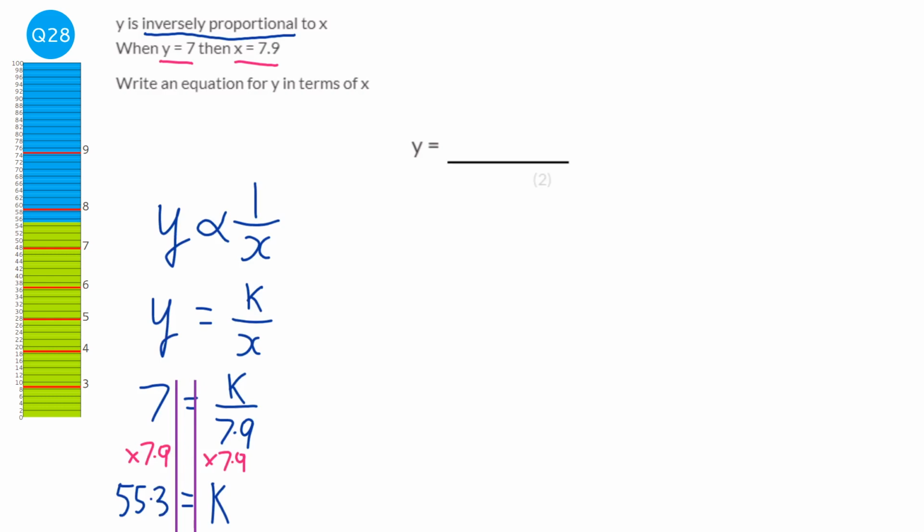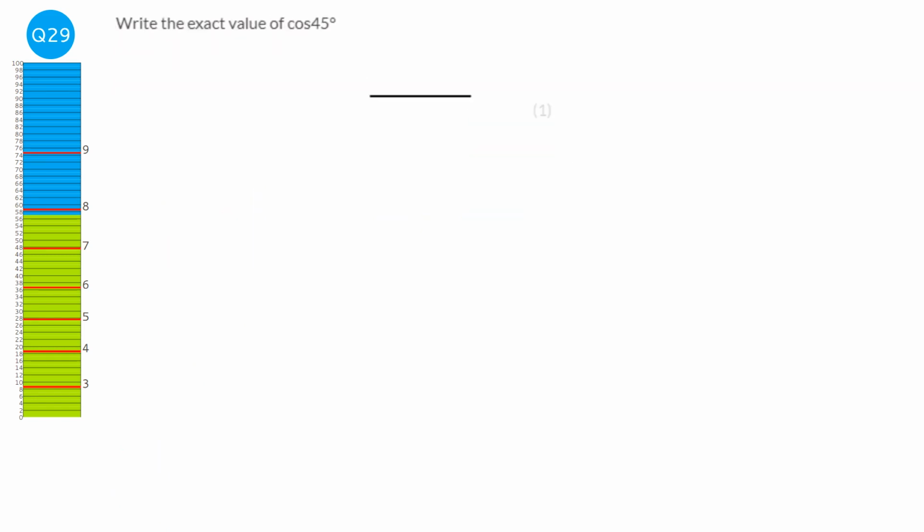So I'm just going to rewrite this formula here, but instead of k, I know that it's going to be 55.3. So our answer is y equals 55.3 over x. So to answer this question, you need to just know the answer off by heart.